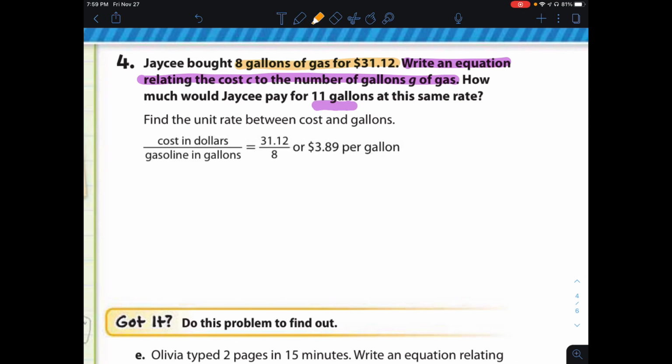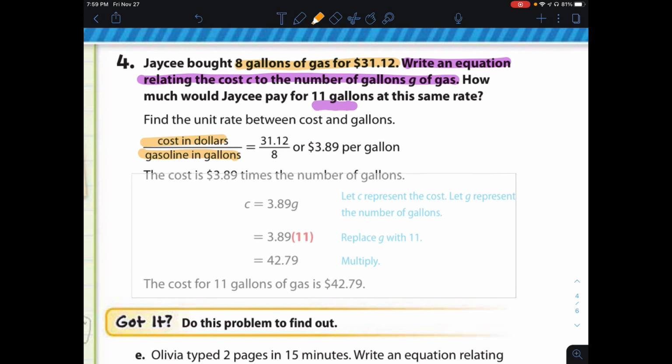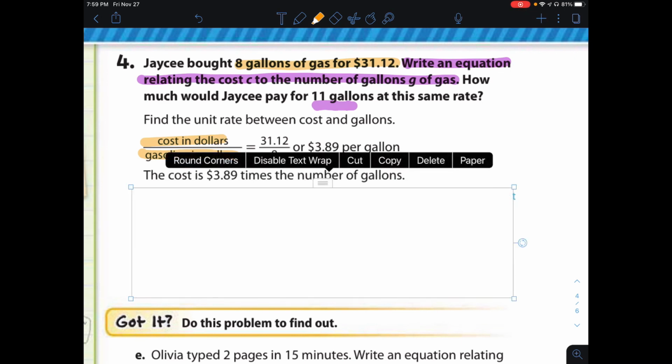So this is how it's going to come out. The cost C in sentence number 2, to the number of gallons of gas. So it's $31.12 over 8. And if we divide $31.12 by 8, you will get a unit rate of $3.89 per gallon. So we found our unit rate, which is $3.89 per gallon.